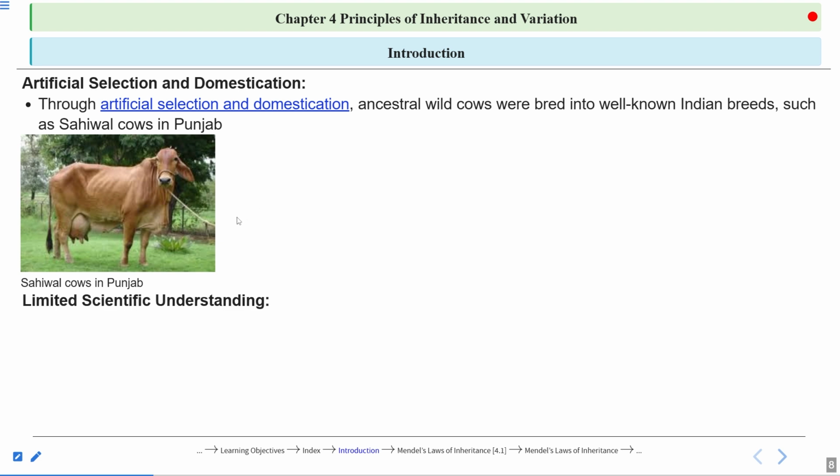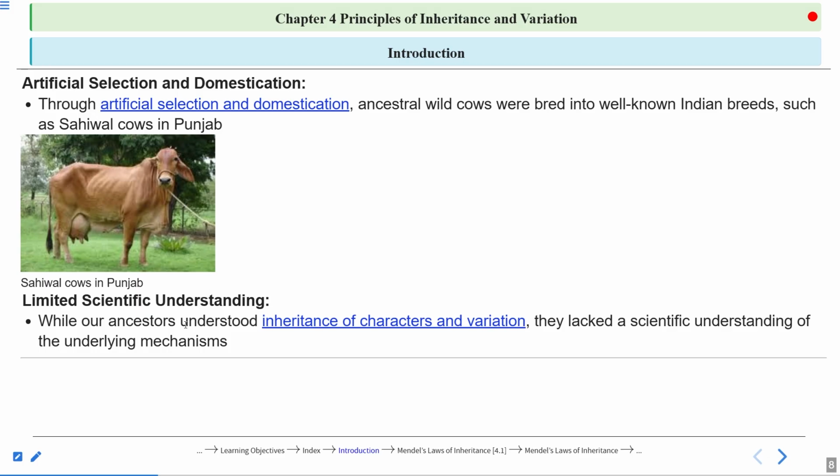Now there was limited scientific understanding in the earlier days. So our ancestors, as we have discussed, knew that these variations occur due to sexual reproduction. Okay, they understood inheritance of characters and variation, but they lacked a scientific understanding of the underlying mechanism.